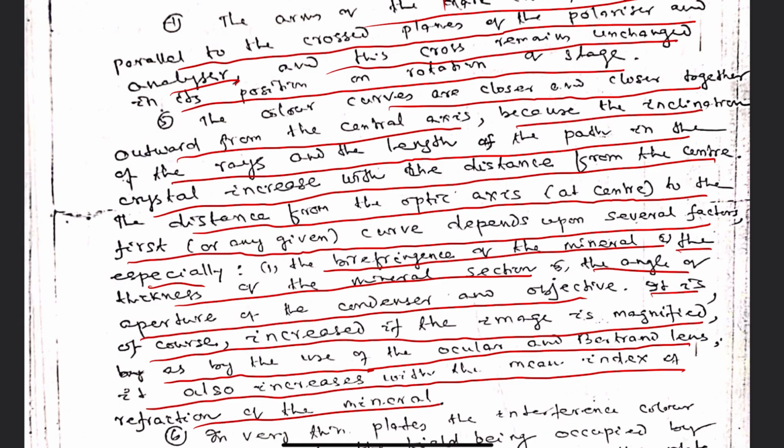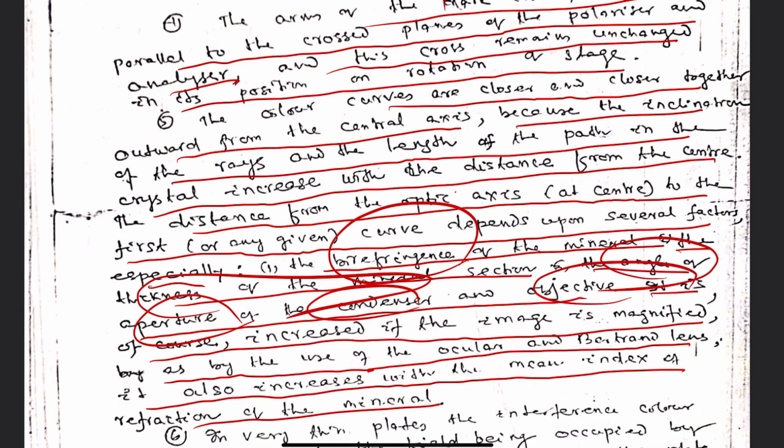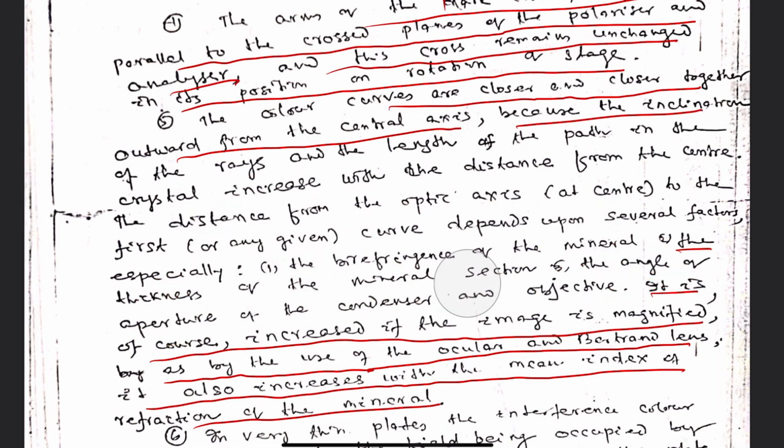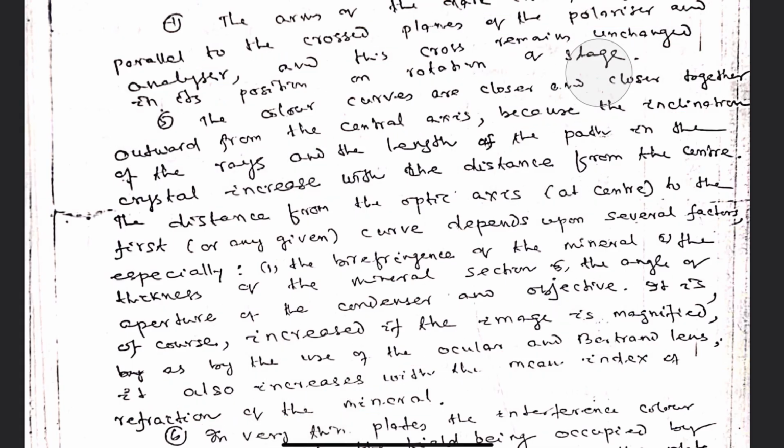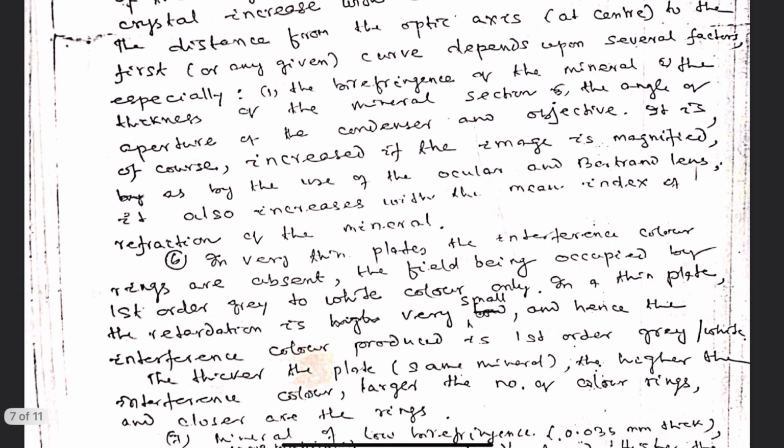So, as you go away from the center outwards, the order of interference color increases, and it is again controlled by several factors such as birefringence value, the thickness of the mineral section, the angle of aperture of the condenser and objective. So these are some of the factors which control the interference color that we see in the interference figure.